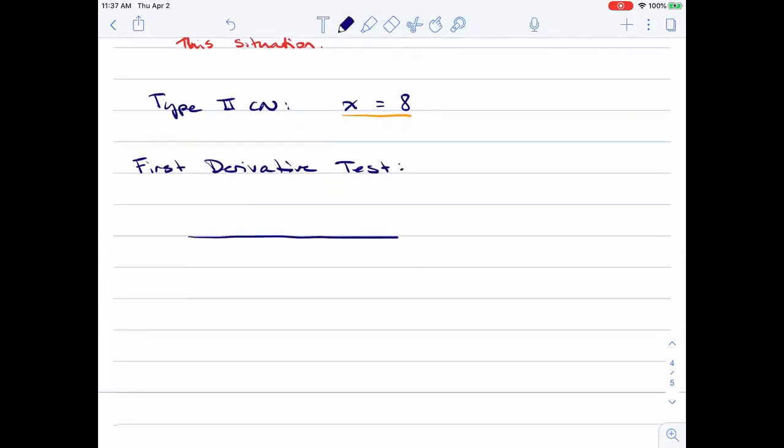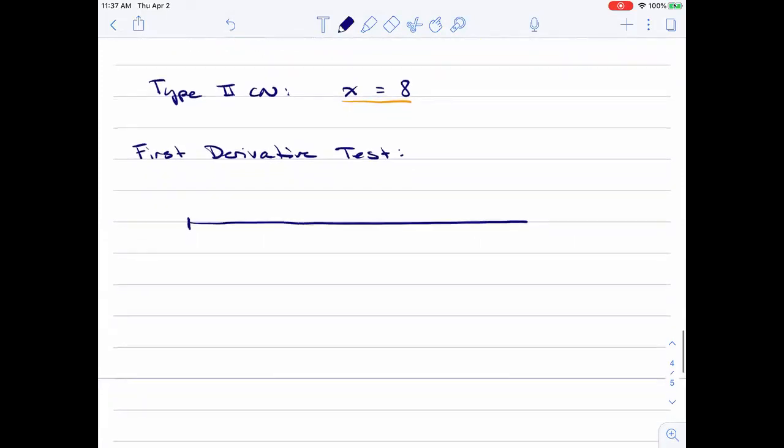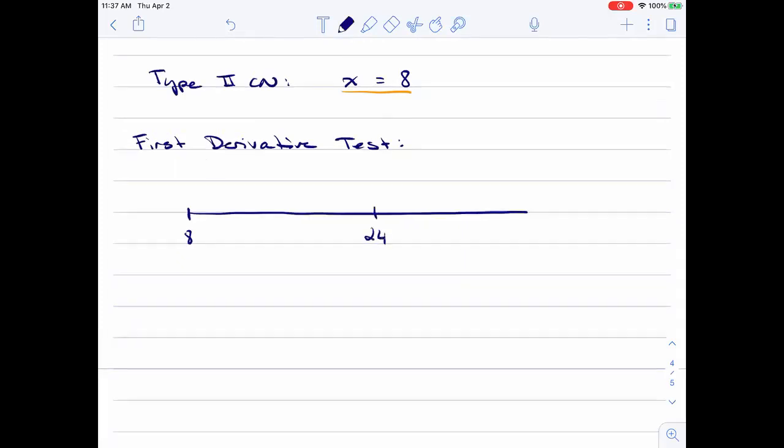that's where I draw a number line here, and we decided that x had to be greater than 8. So let's put 8 there, because it's a critical number and it had to go on our number line, but also we decided that it had to be greater than 8. And then I'll put 24 on here, and then things just keep going and going.